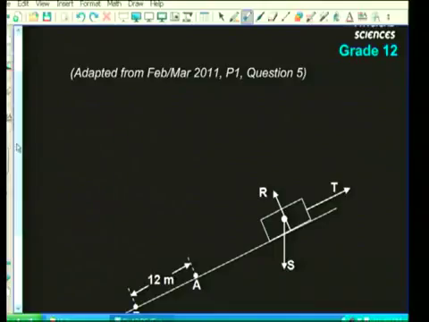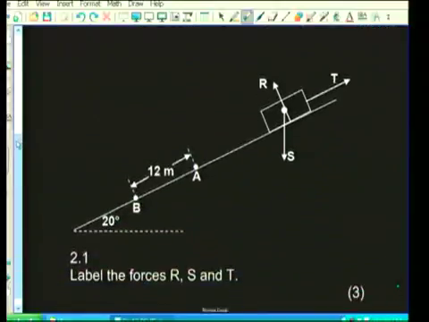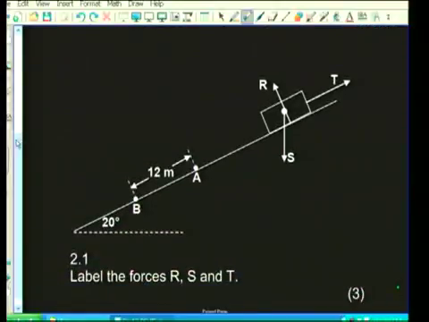Welcome back, grade 12s. Now we're going to dive into a really nice question. It's been adapted from the February-March 2011 paper, question 5. Now what we have here is a situation where we have a crate on a slope. Slope is 20 degrees. That's probably going to be important. There's a distance A to B. We're not going to worry about that right now. And at this point in time, the crate is stationary on the slope. We're going to take it as that.